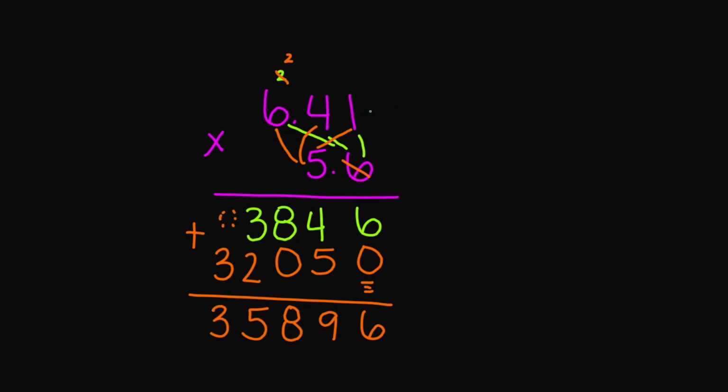Now let's tally up our decimal places. I have 2 decimal places here. Here at the 5.6, I just have 1. So I need 3 decimal places in my answer. I added the 2 plus 1. That's going to give me 3 decimal places. So I'm going to go 1, 2, 3 right there. So it's going to equal 35.896.